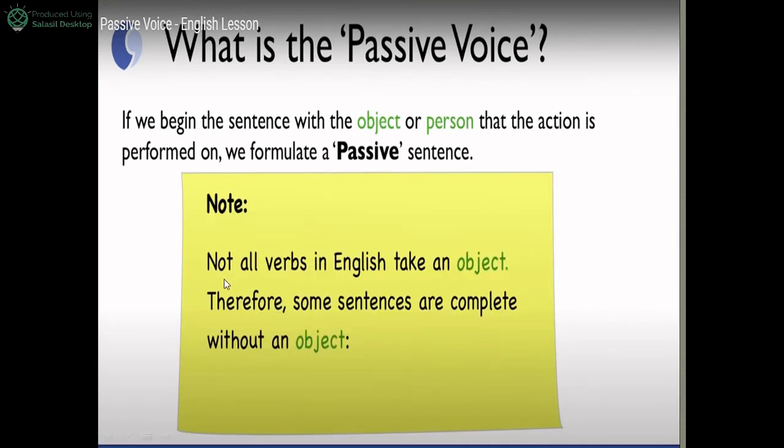This is a very important note. Not all verbs in English take an object. Therefore, some sentences are complete without an object. We have intransitive verbs. Those verbs do not require an object. They can make a complete meaning with the subject without an object.